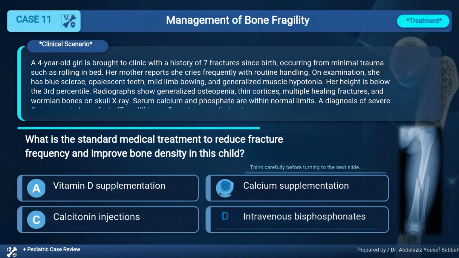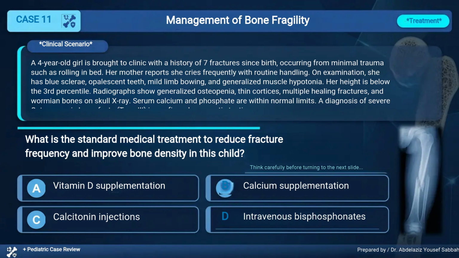Case 11. A 4-year-old girl is brought to clinic with a history of 7 fractures since birth, occurring from minimal trauma such as rolling in bed. Her mother reports she cries frequently with routine handling. On examination, she has blue sclerae, opalescent teeth, mild limb bowing, and generalized muscle hypotonia. Her height is below the 3rd percentile.